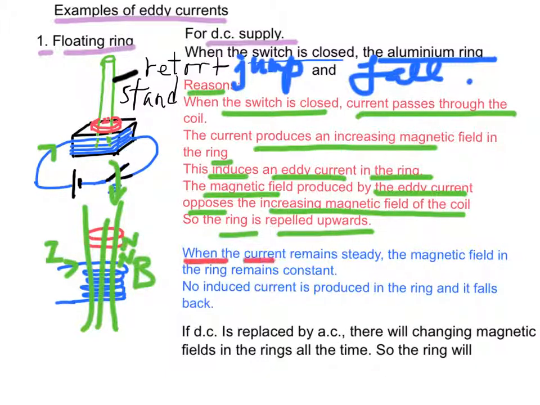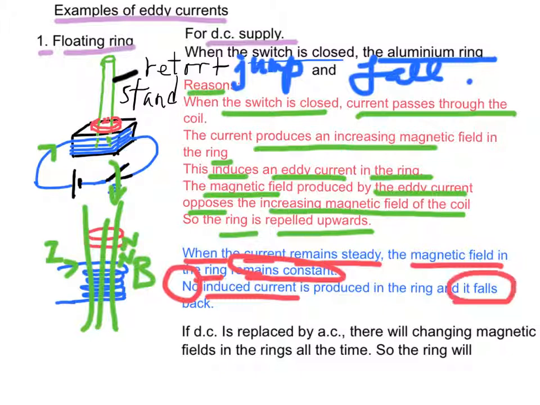When the current remains steady, the magnetic field in the ring remains constant. Since there is no change of magnetic field in the ring, there will be no induced current again. Hence, the ring will fall down due to gravity.